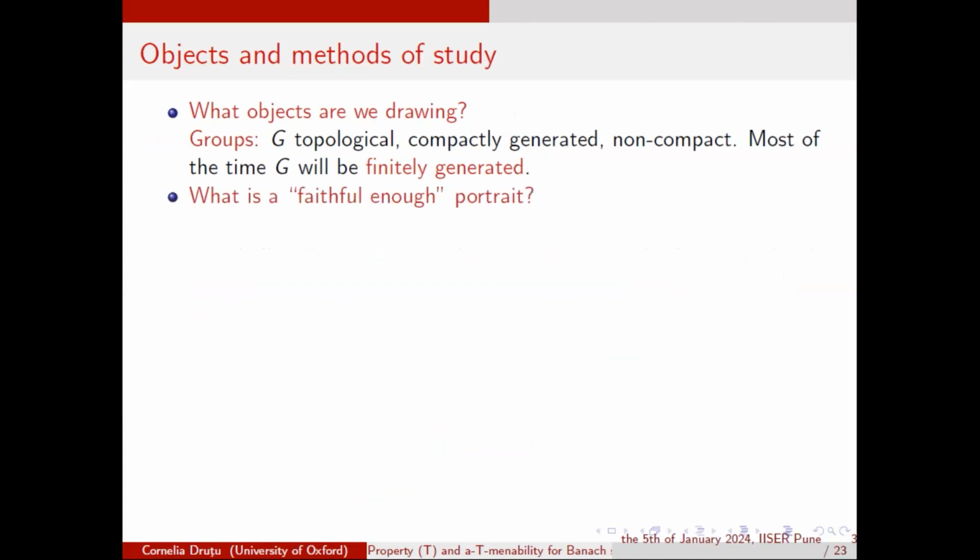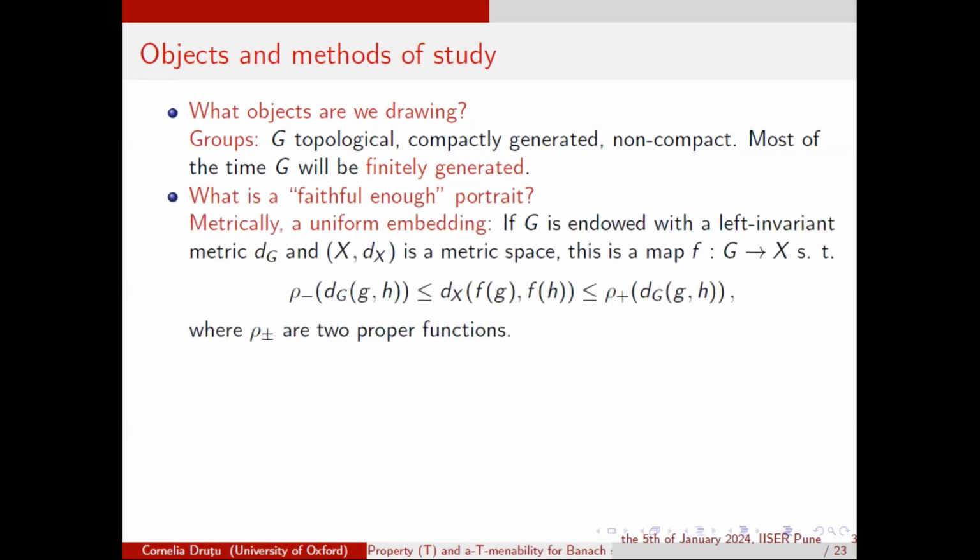And then what is a faithful enough portrait? If we just look metrically speaking, so from a metric viewpoint, and again, we just look at our objects, but of course this makes sense for a general metric space. If we consider our group endowed with a left invariant metric, for instance, if the group is finitely generated, we just endow it with a word metric, and we want to sort of draw its portrait in a space, that means we would like to have a map from our group to that metric space, satisfying this kind of inequality.